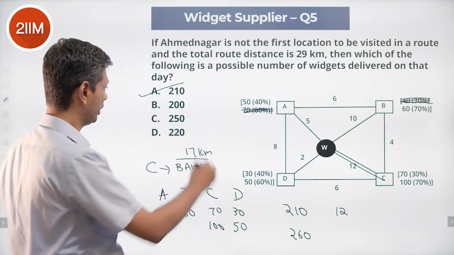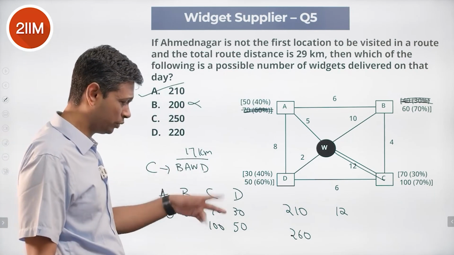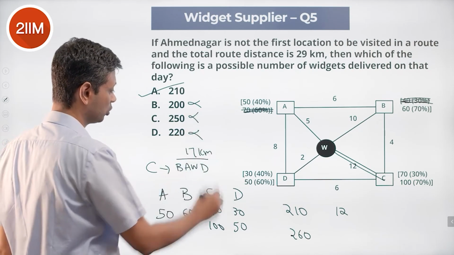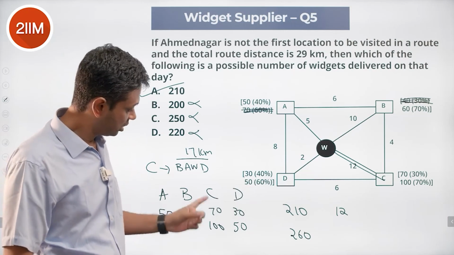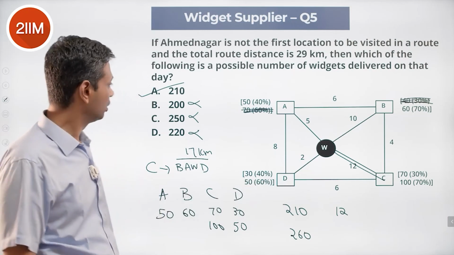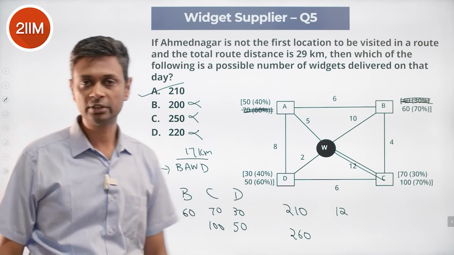It cannot go below 210, is out. We cannot go to 250, not possible. 220, not possible. Maybe swapping 30 with 50 could take us to a 230. 70 with 100 could take us to a 240. But these three are not possible. This is possible. Done. Brilliant.